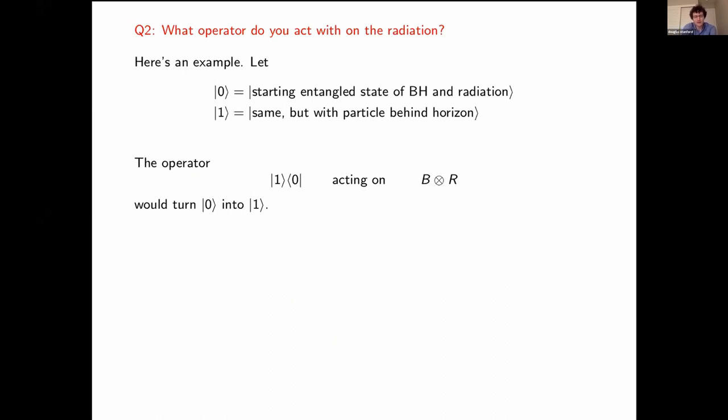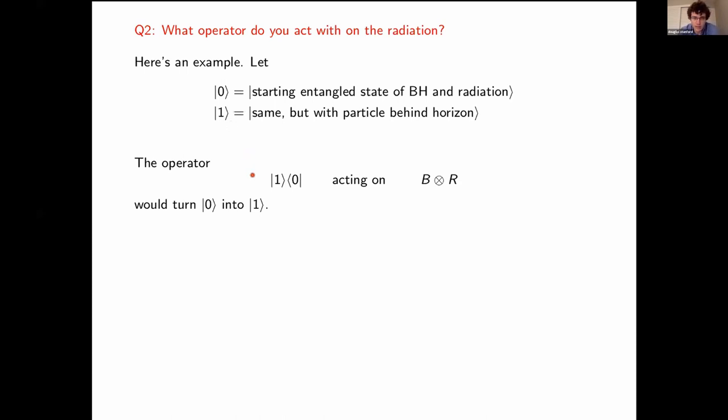So a very simple example is to think about a case where there's just two states of the total system. The total system consists of the black hole and the radiation. State zero is an entangled state of the black hole and the radiation with no particle behind the horizon. State one is the same thing, but just with a particle added behind the horizon. So these are both entangled states of the black hole and the radiation. State one has the particle, state zero does not. And our goal is to turn state zero into state one.